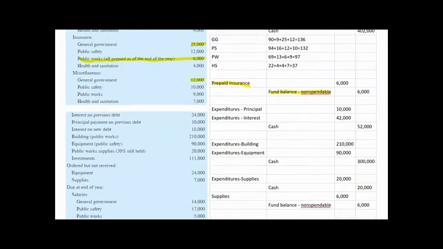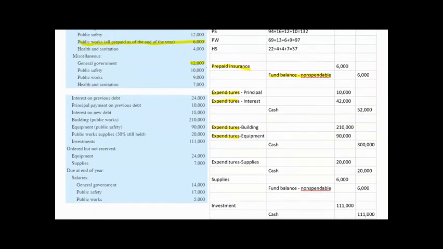Next is related to the payment for the debt. For the principal and for the interest, we all use expenditures. So we debit expenditures, principal, and expenditures, interest. And then for the purchase of long-term assets, we also use expenditures. We debit expenditures, building and expenditures, equipment, which means that those long-term assets are not going to be recognized on the balance sheet.